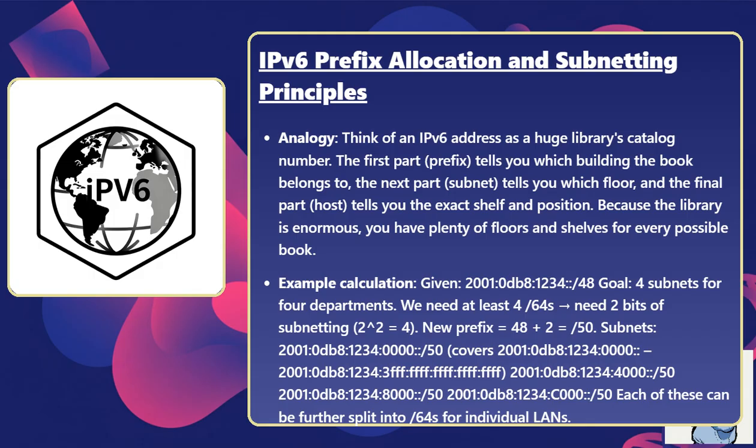Example calculation given: 2001:db8:1234::/48. Goal: 4 subnets for 4 departments. We need at least 4 /64s. Need 2 bits of subnetting. 2 to the power of 2 equals 4. New prefix equals 48 plus 2, equals /50 subnets. 2001:db8:1234:0000::/50 covers 2001:db8:1234:0000 to 2001:db8:1234:3fff.